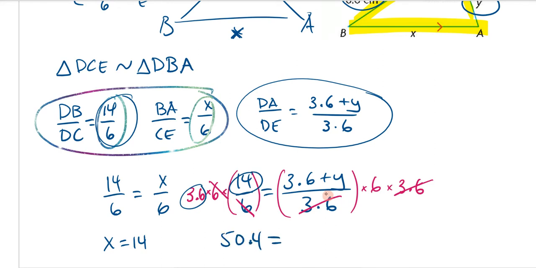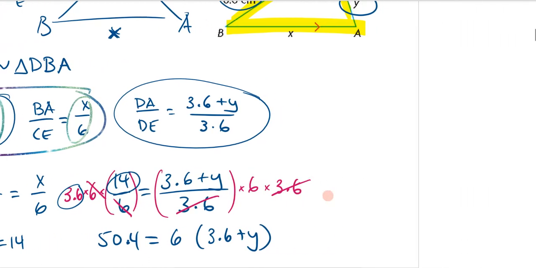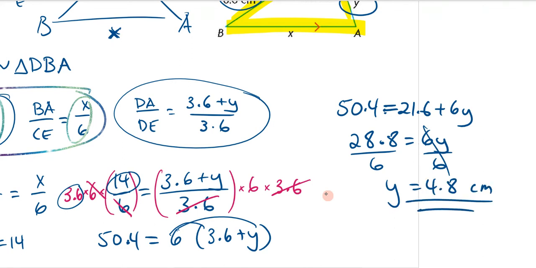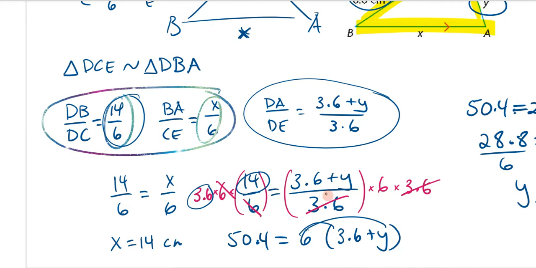And on the right side, I have 6 times the bracket 3.6 plus y. If I distribute the 6 inside my brackets, I'll have 6 times 3.6, which is 21.6. So on the right side, I'll write 50.4 equals 21.6 plus 6y. If I subtract 21.6 from both sides, I get 28.8. So 28.8 equals 6y, and if I divide both sides by 6, I get my answer for y: y equals 4.8 centimeters. And my x is 14 centimeters.